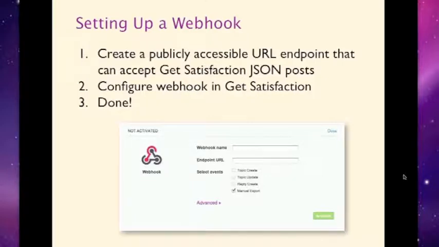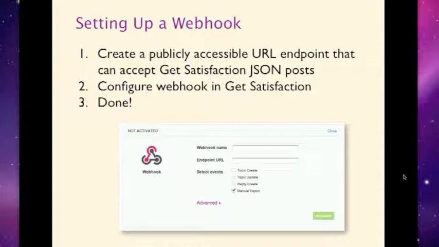So step one is you need to create a publicly accessible URL endpoint that can accept GetSatisfaction JSON posts. As I mentioned in that overview before, you need to develop a script that you can host on a server somewhere that we can access over the internet. Every time an event or activity happens in the community, we will post a message in JSON format to that endpoint, and then that script can process the event.